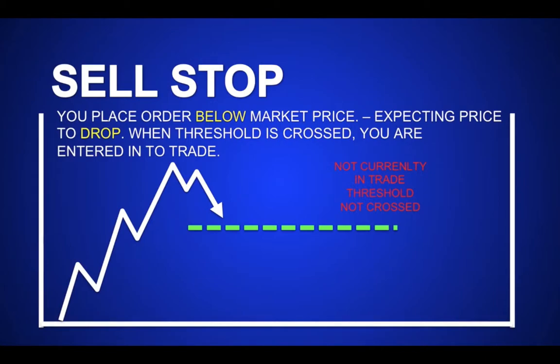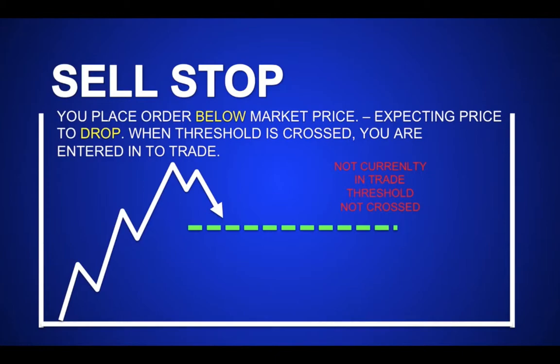So you see in this example right here, a sell stop. You place an order below market price, expecting price to drop. When the threshold is crossed, you're entered into the trade. Let me say this again. I want you to look at the picture, okay? You see how price is going upward, it's going up and down, up and down. It looks like it's moving up and then it turns. So now we're going to assume that maybe price wants to go down. It's made a turn.